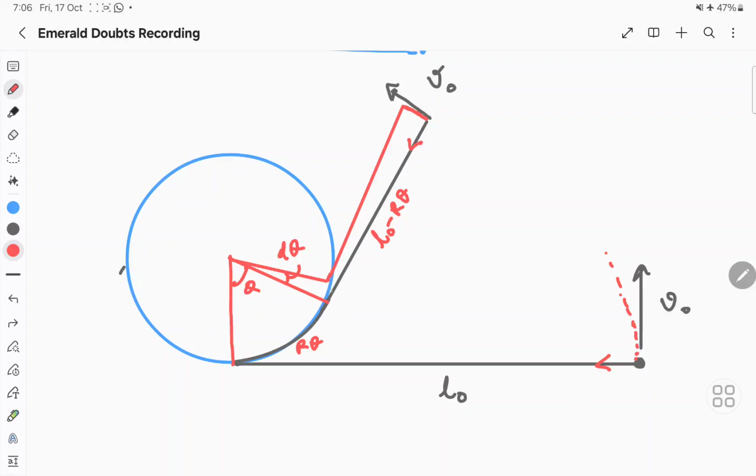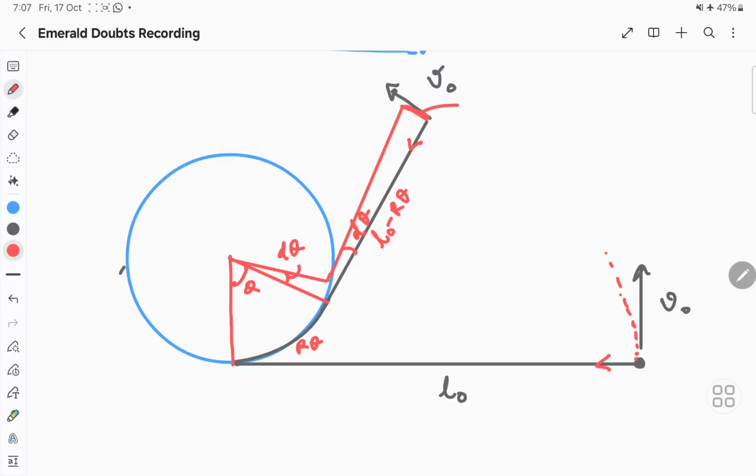So this black line is at 90° on theta. This red line is at 90° on theta plus d theta. Hence the angle, you can check it in a closer way, in your own way. This angle is also d theta.